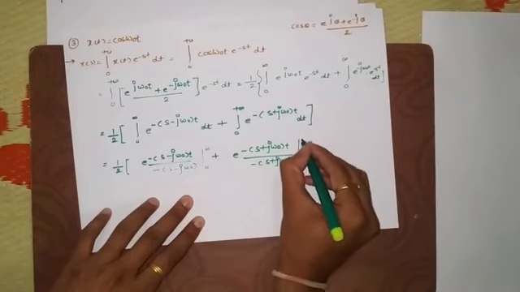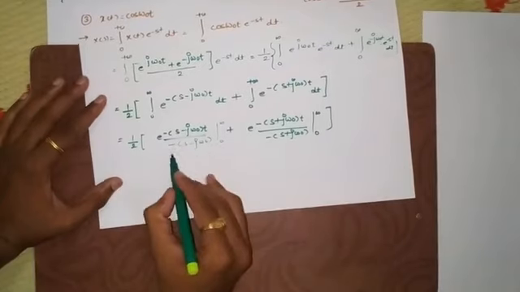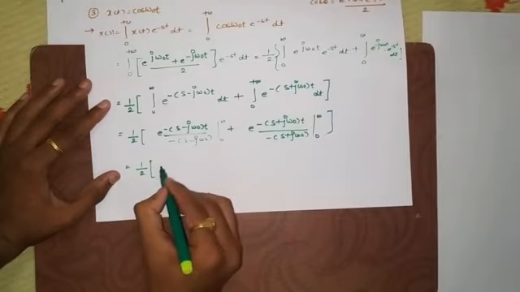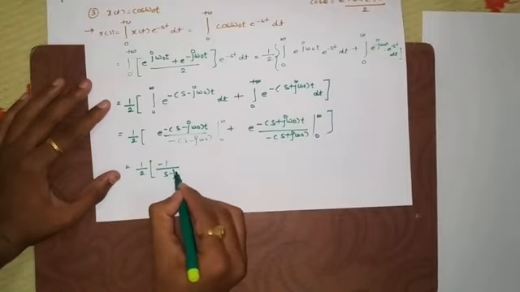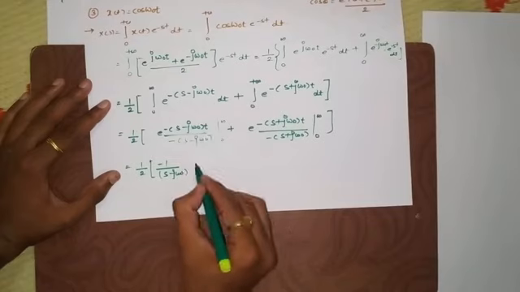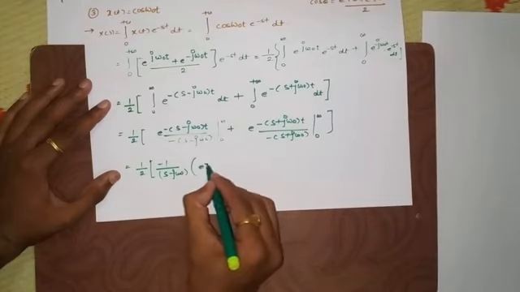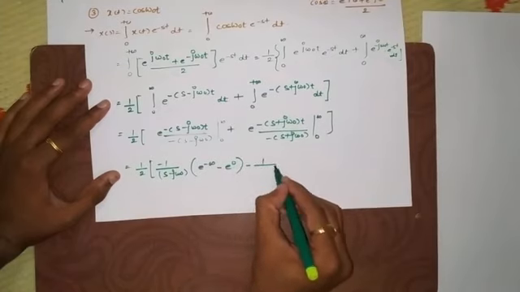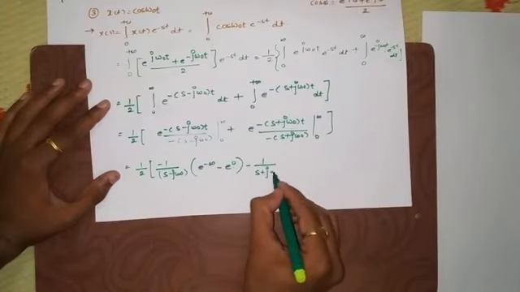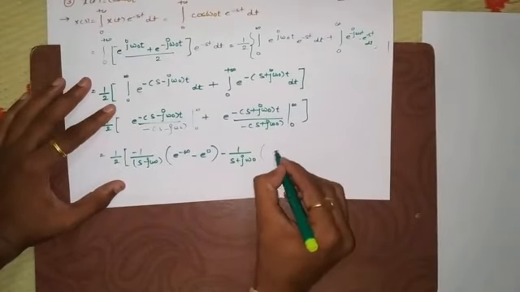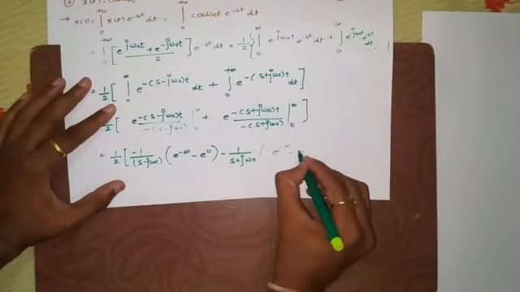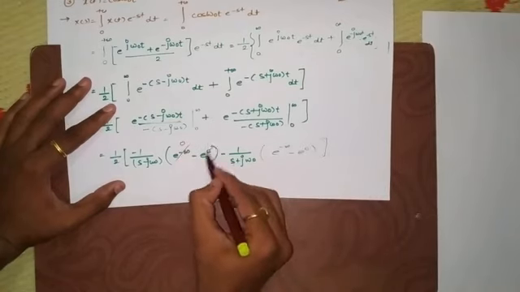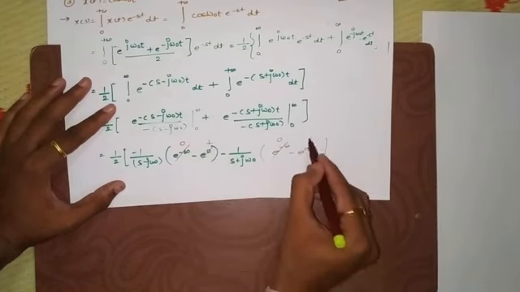Again the limit is 0 to plus infinity. For both the terms, we'll take minus 1 upon s minus j omega naught into, putting the limits, e raised to minus infinity minus e raised to 0, and from that minus 1 upon s plus j omega naught into again e raised to minus infinity minus e raised to 0. Now this value is 0, this is going to be 1, this is 0, and this is 1.